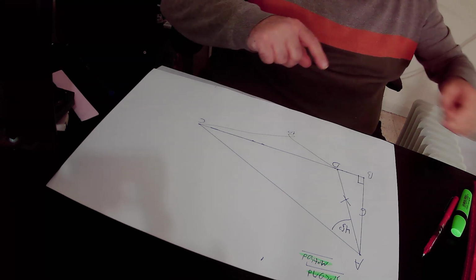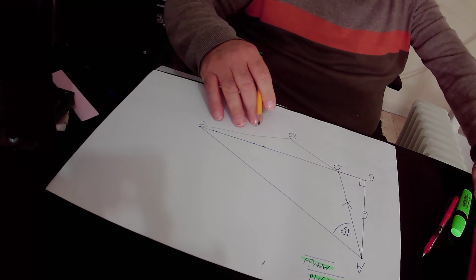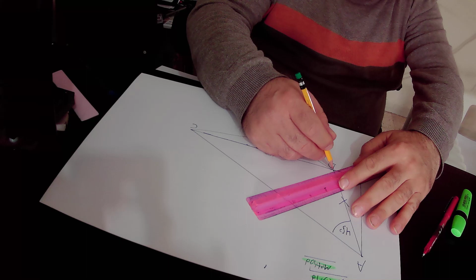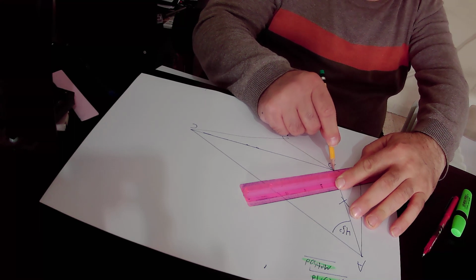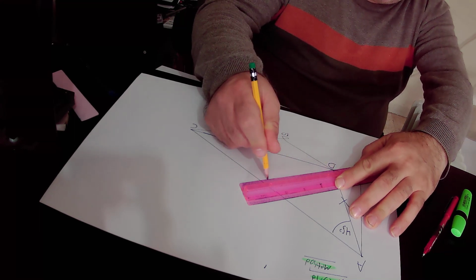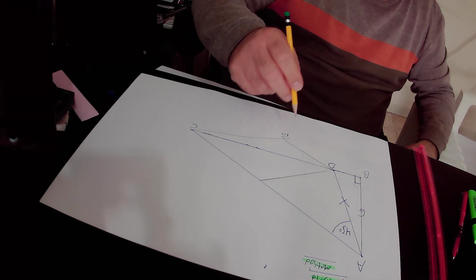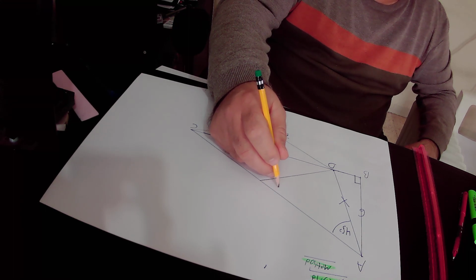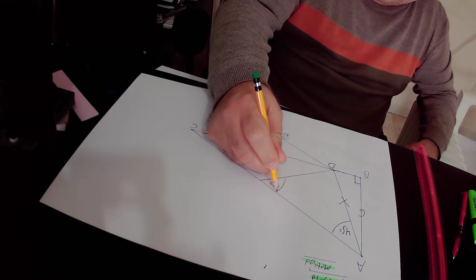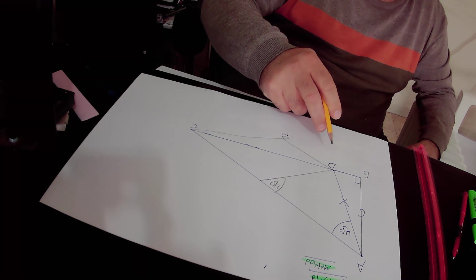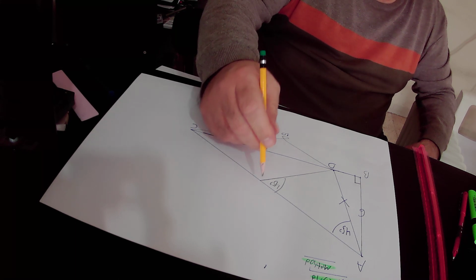From point D, we'll draw a straight line on AC in such a way that the angle that will be created will be equal to 45 degrees. I'll repeat again. From point D, we draw a straight line on AC in such a way that this angle will be equal to 45 degrees. We will define the touching point of the straight line from point D and AC as point E.